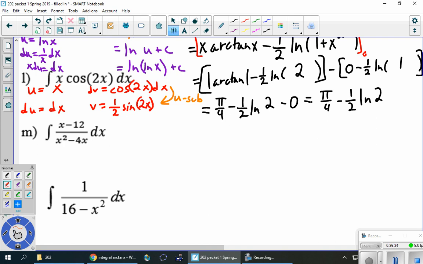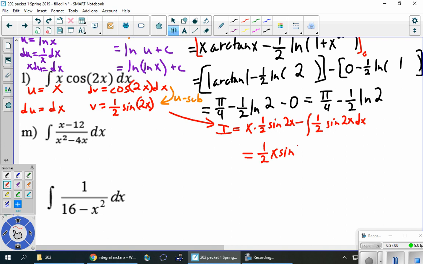Okay, so now I'm ready to do my integration by parts formula right here. I equals u times v, x times 1/2 sine of 2x, minus the integral of v du, 1/2 sine of 2x dx. Okay, can I squeeze this onto this line? I don't think so. Okay, the 1/2 I'll put in the front, x sine of 2x minus, this 1/2 can come on the outside, integral of sine of 2x dx, that is another u substitution.